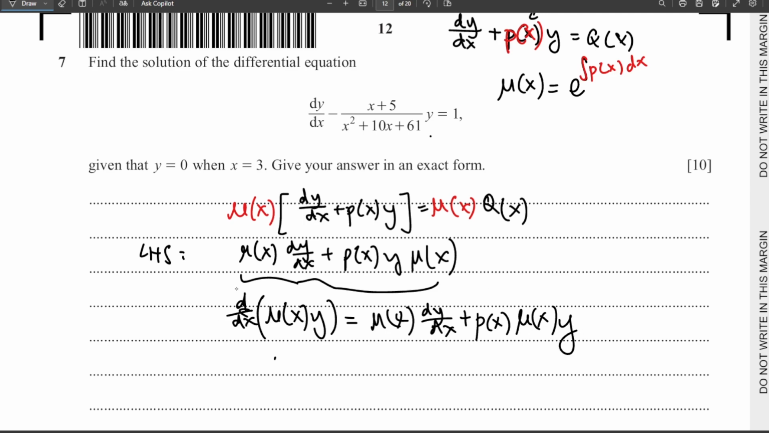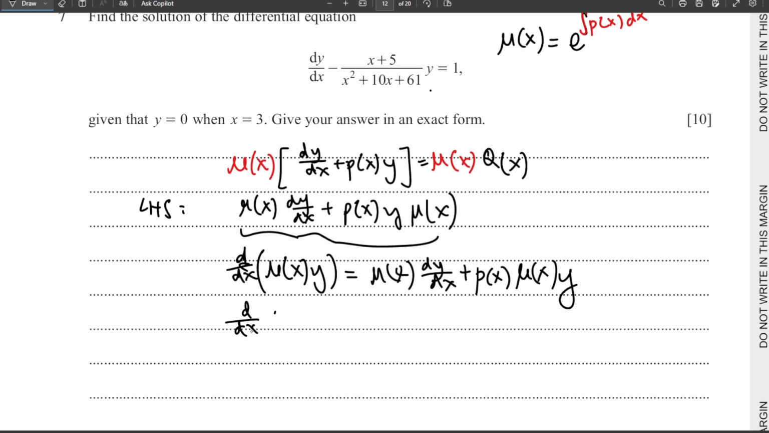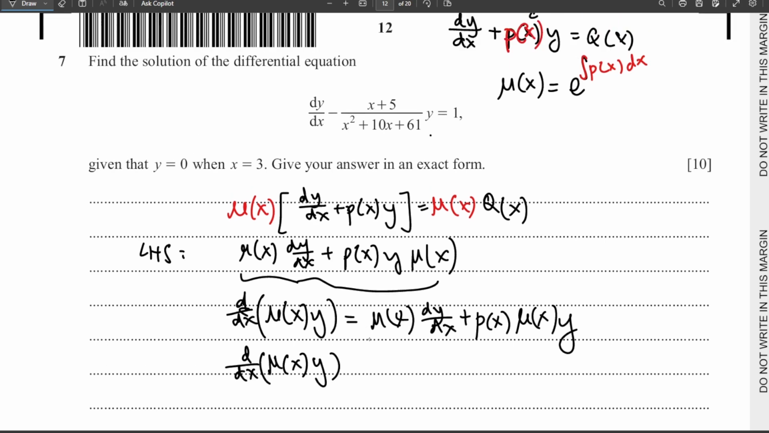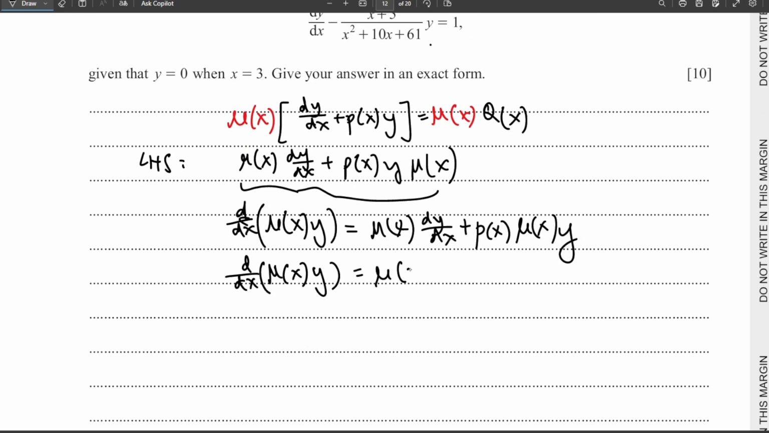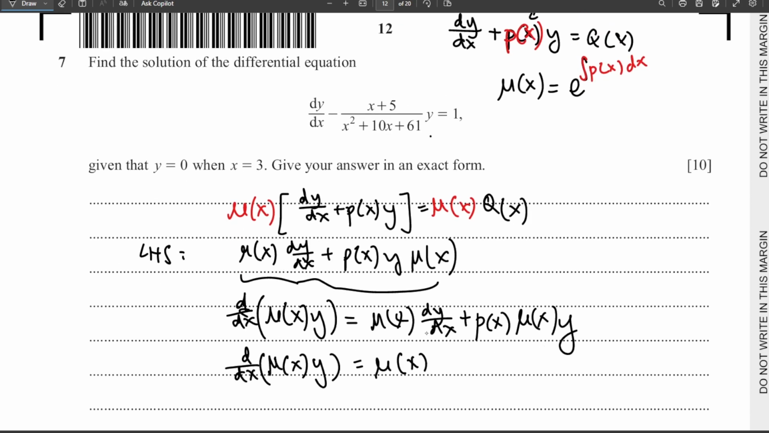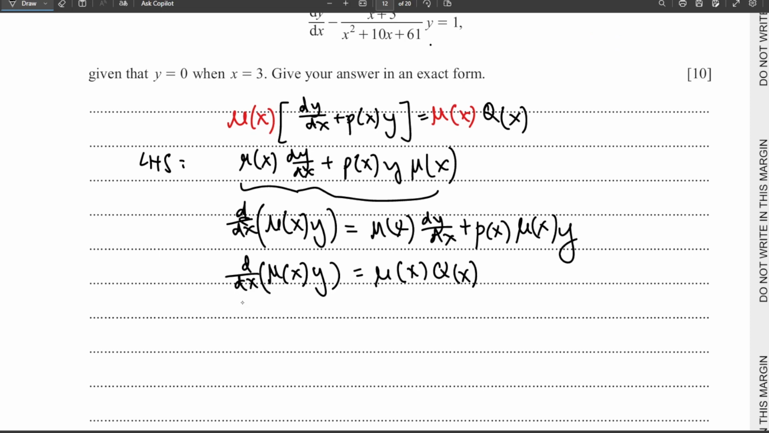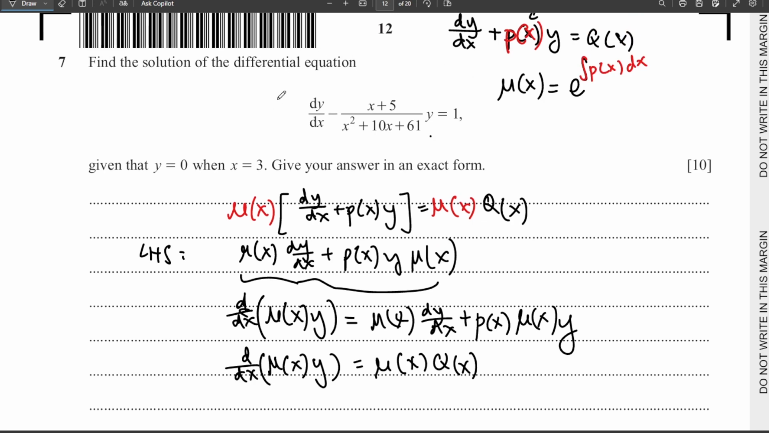So the solution to a linear ODE: we know that the derivative of the integrating factor multiplied by the dependent variable will be equal to the integrating factor multiplied by whatever function is on the right hand side. And to integrate, you just have to integrate both sides with respect to x. So first of all, let's identify our p(x).